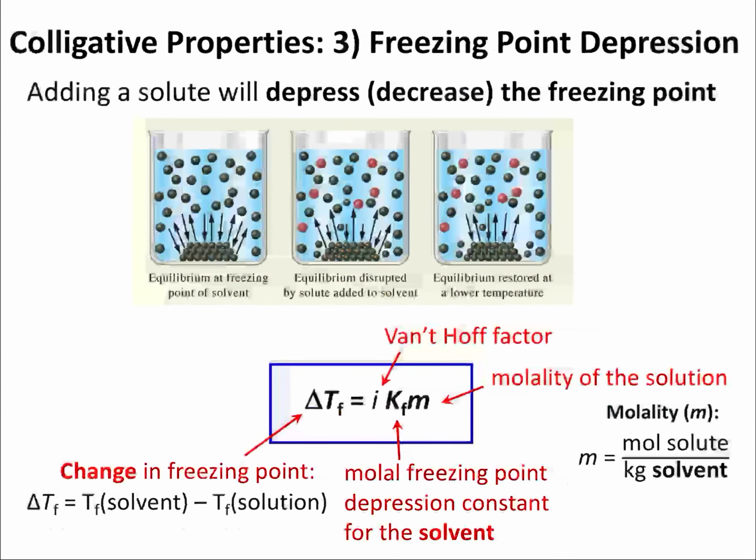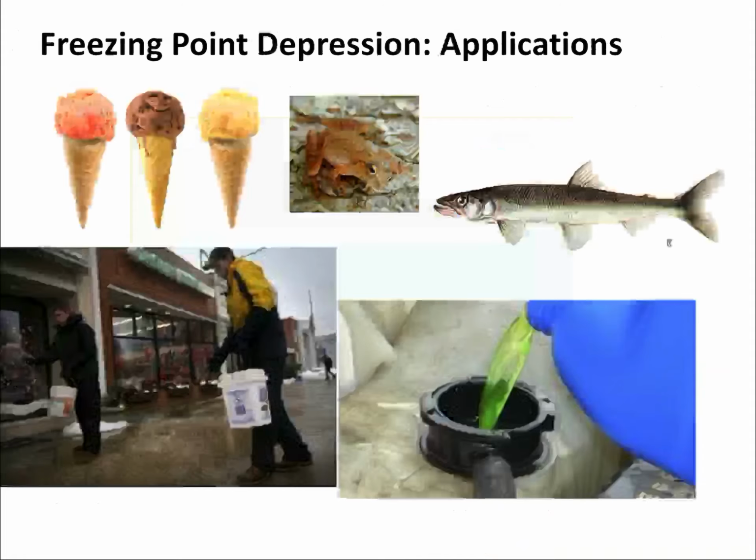Freezing point depression is very similar to boiling point elevation. It's got almost the exact same equation. The change in freezing point is equal to the Van 't Hoff factor times the molal freezing point depression constant. Again, a property of the solvent. It doesn't matter what the solute is. And that's multiplied by the molality of the solution as well. And so this is a lowering of the freezing point.